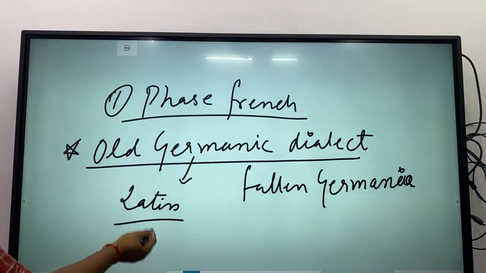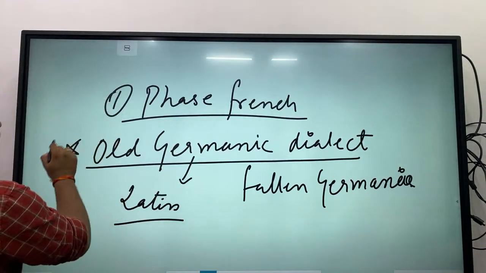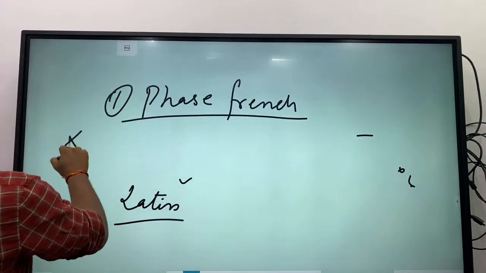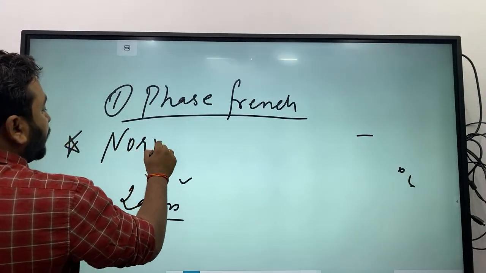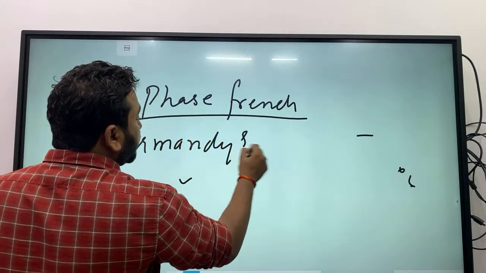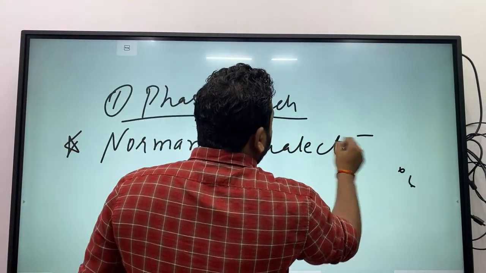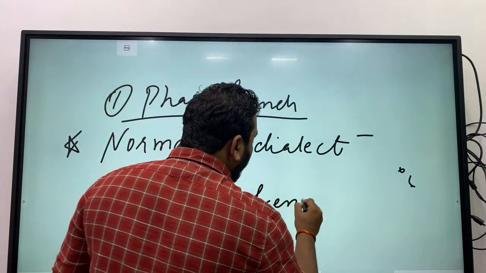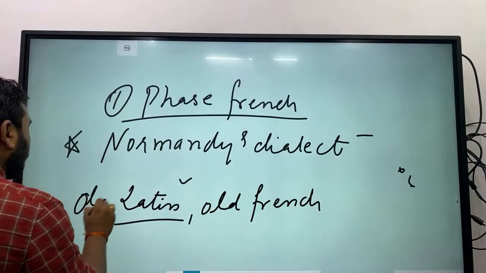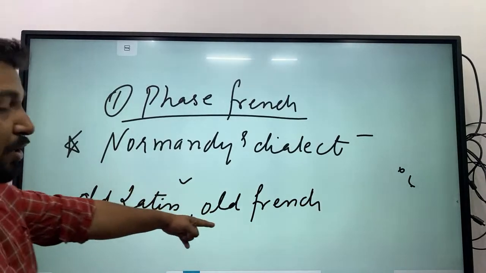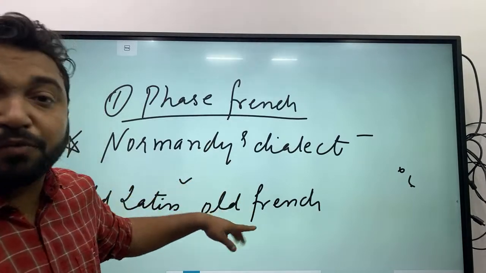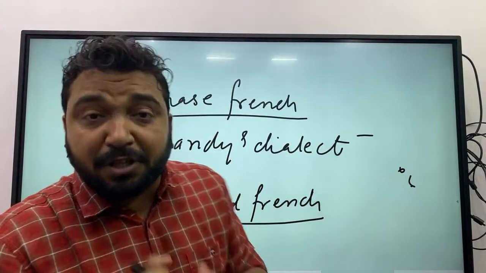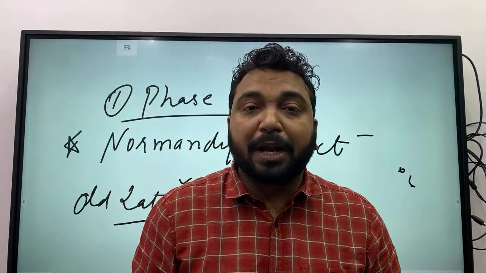Then we have talked about that after Latin, what came to England? French. That was the Normans' language. Normandy's dialect, Old French, not the pure form of French. So when Chaucer started writing, Norman French was in fashion. So Chaucer experimented with writing in his first language, French. French became very popular at that time.